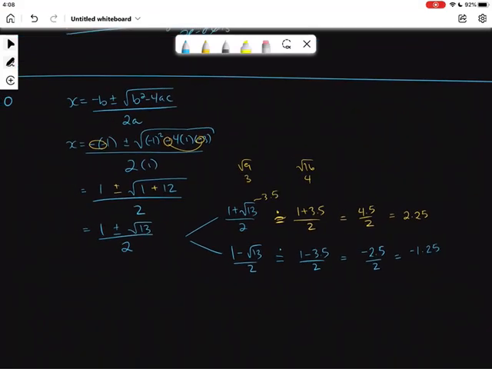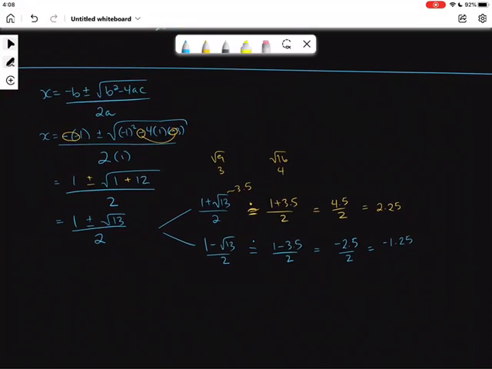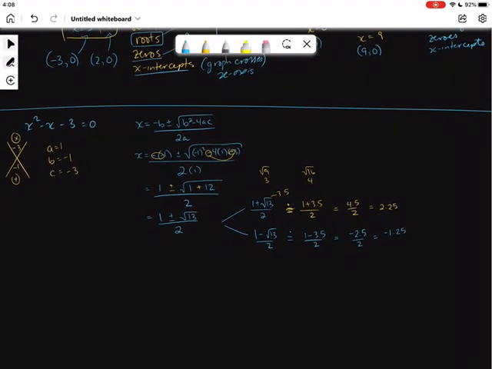So that means that approximately, if I start converting these to decimals, to single values instead of leaving them in radical form, I have two zeros, one where x is equal to 2.25 and one where x is equal to negative 1.25. So my two coordinates for this equation, x squared minus x minus 3 equals 0, look like this. I have one point at 2.25, 0, and my other x-intercept is at negative 1.25, 0.